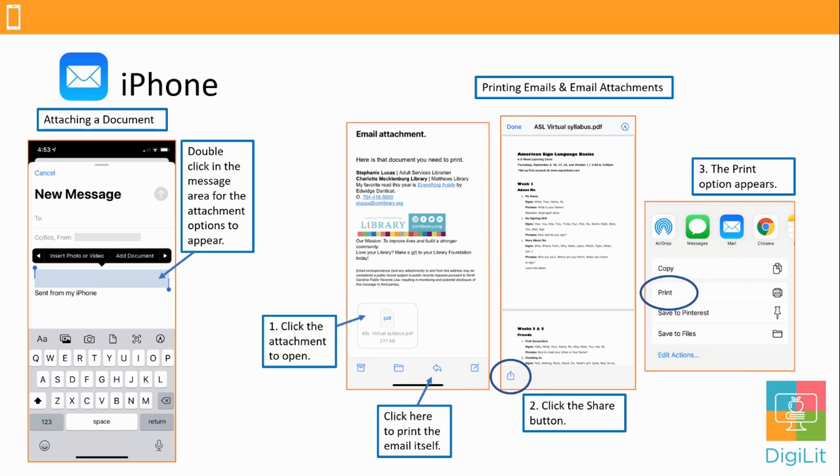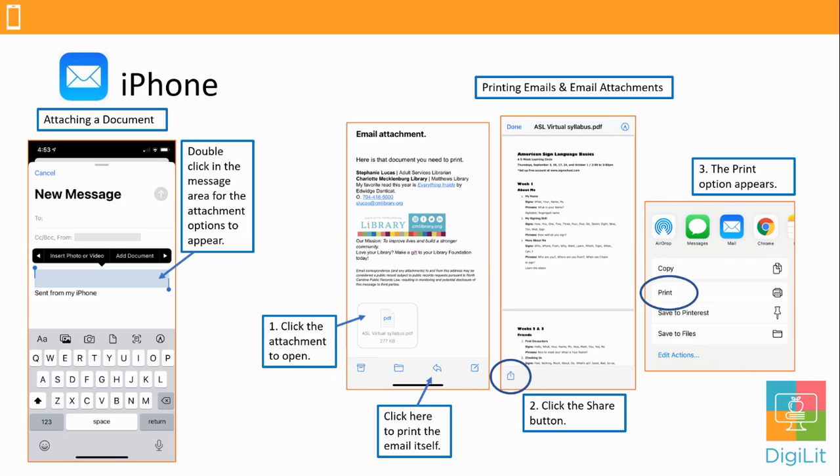To print an email from your iPhone, click on the Reply button, which is the arrow at the bottom, and a menu will pop up. You can then choose the Print option from that menu. This will print the text of the email, not any attachments that are in the email.